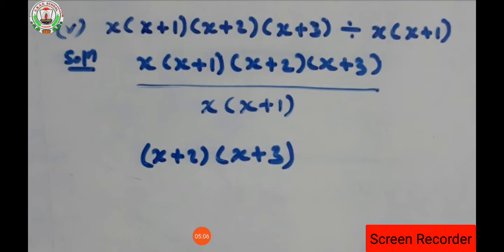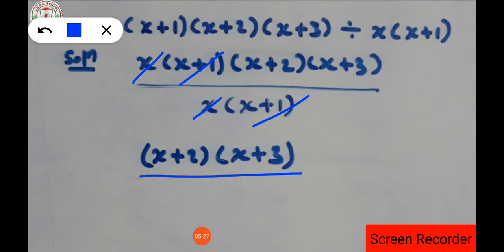Now the next question is x into (x plus 1) into (x plus 2) into (x plus 3), divided by x into (x plus 1), isn't it? Now you can see that x is present in the numerator and denominator, so it will get cancelled. In the same way, x plus 1 is present in the numerator and denominator, so again it will get cancelled. What is the number left out? That is (x plus 2) into (x plus 3). If you open the bracket and multiply, it will become x square plus 2x plus 3x plus 6.